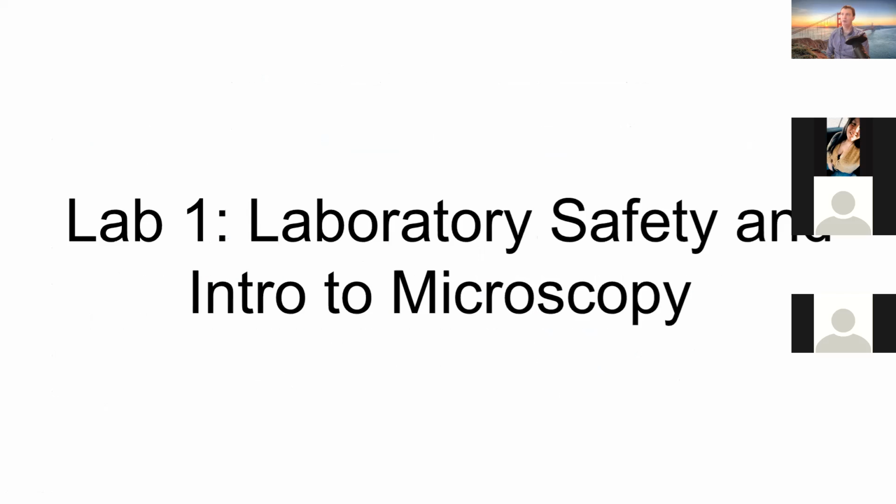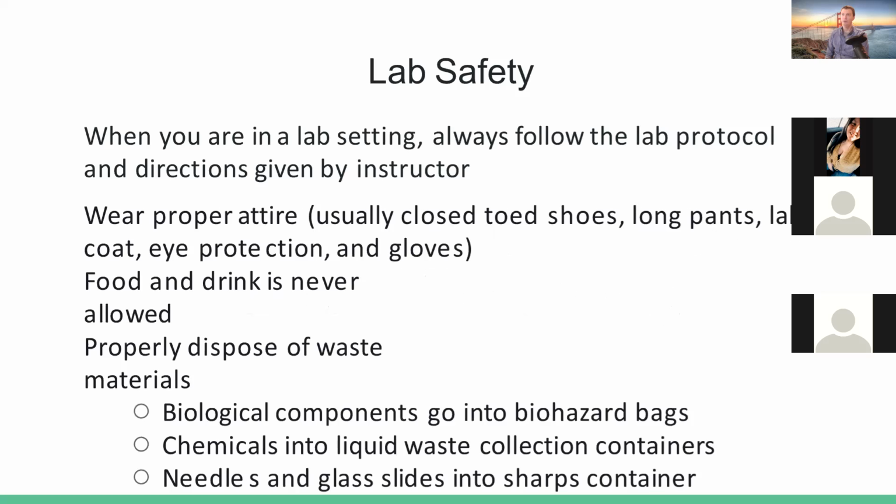Okay, so for Lab 1, it's just an introductory lab. We're going to be talking about lab safety, and then we're going to be talking about the microscope. When you're in a lab setting, you always want to follow the lab protocol and the directions given by the instructor. This is for your safety and for the safety of everyone around you. You also want to wear proper attire, so usually closed-toe shoes, long pants, a lab coat, eye protection, and gloves. You just want to cover yourself up.